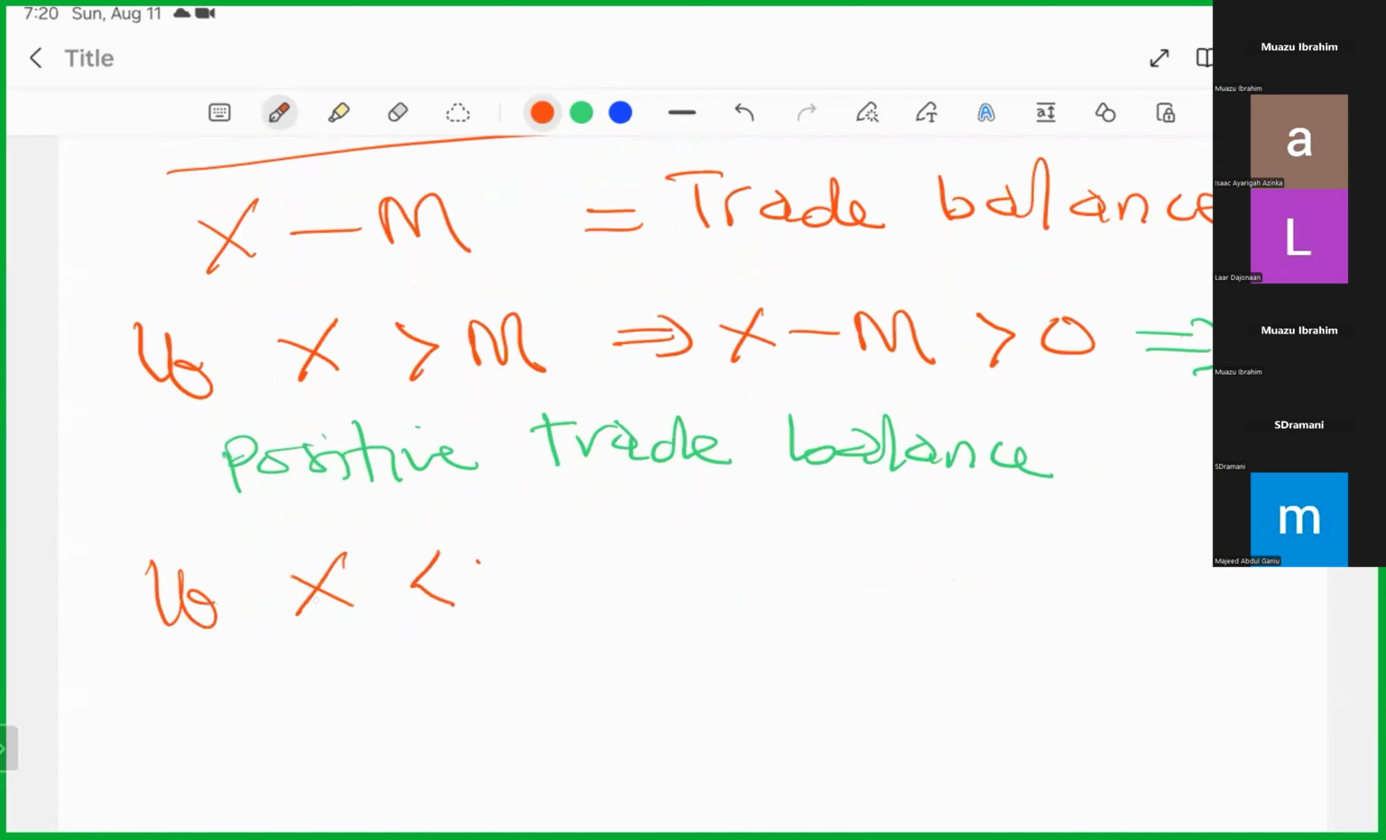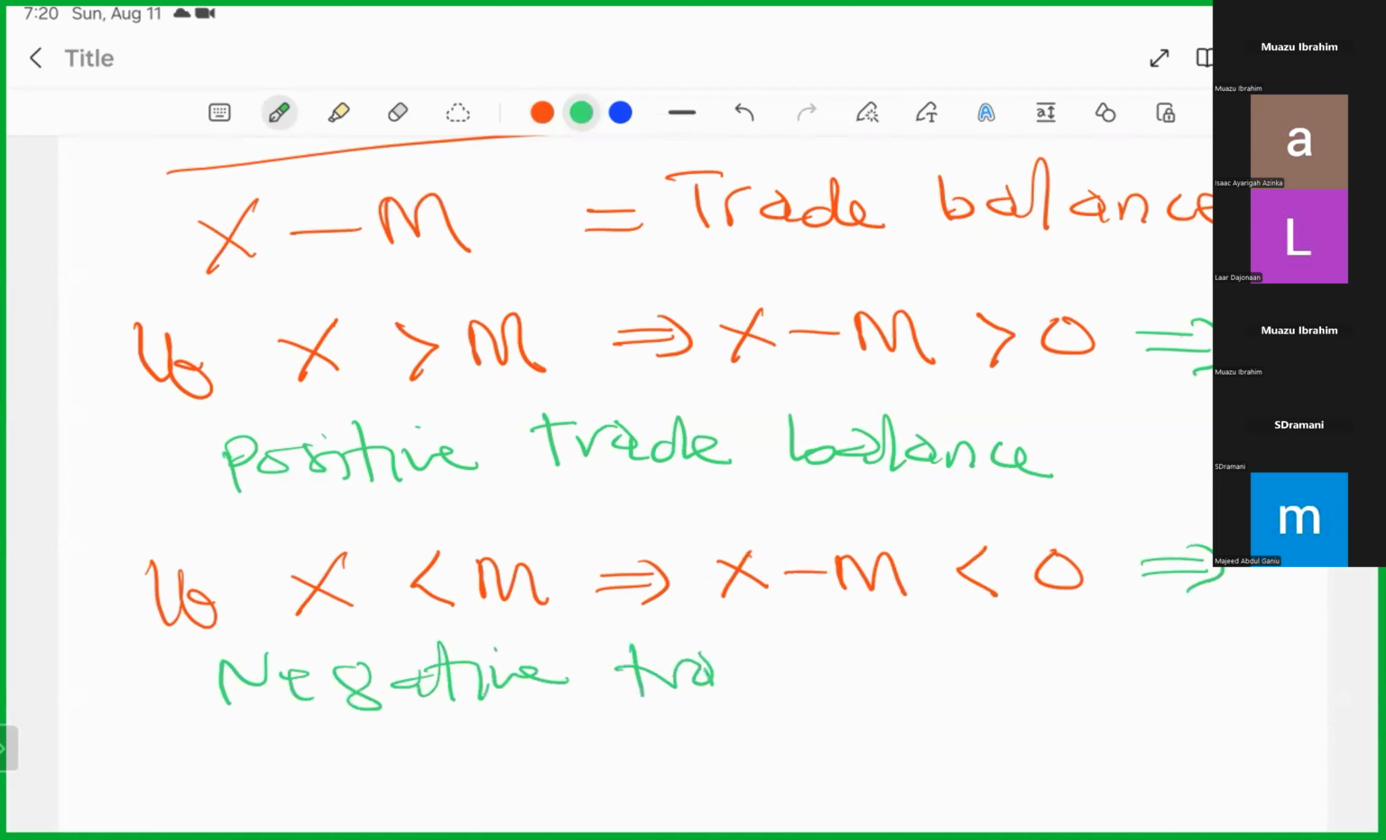Now, if export is less than import, it means that you are buying more than you are selling. Remember, export is you are selling to people outside your country, and import means you are buying from people outside your country. So if import outweighs export, it means that the trade balance, which is export minus import, would be negative. And what does that mean? It means you have a negative trade balance.